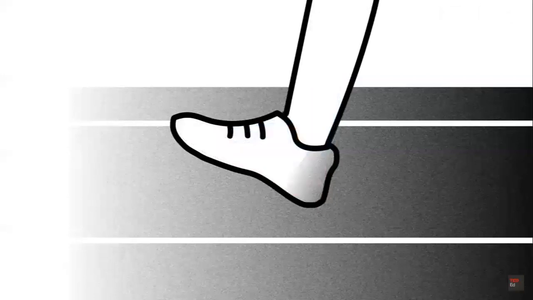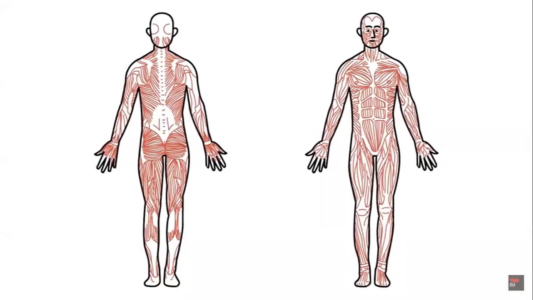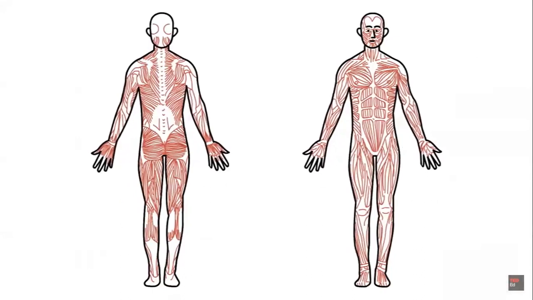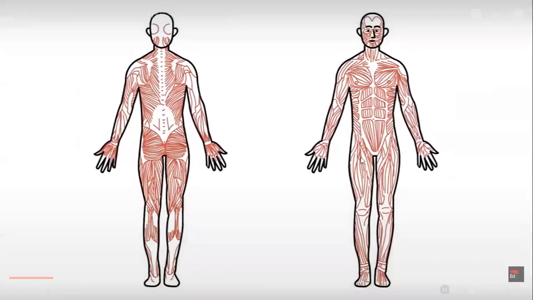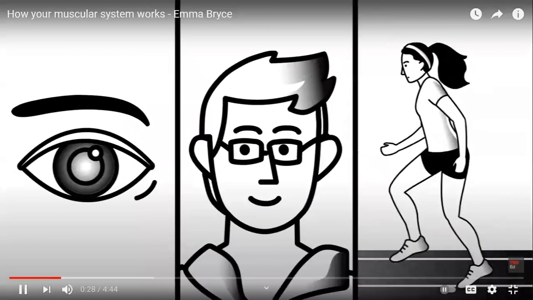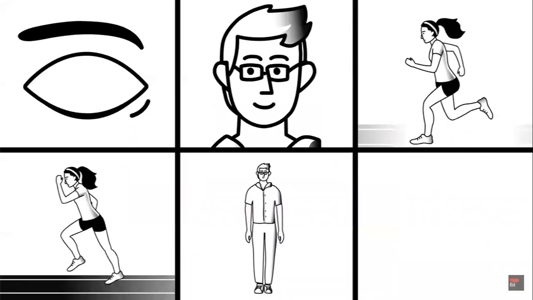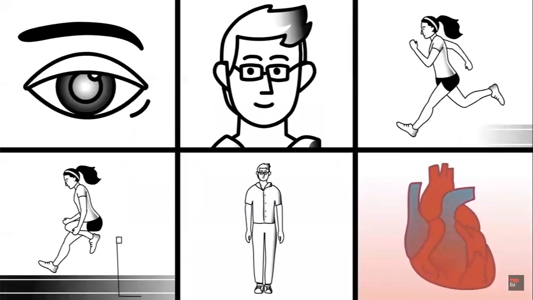Each time you take a step, 200 muscles work in unison to lift your foot, propel it forward, and set it down. It's just one of the many thousands of tasks performed by the muscular system. This network of over 650 muscles covers the body and is the reason we can blink, smile, run, jump, and stand upright. It's even responsible for the heart's dependable thump.